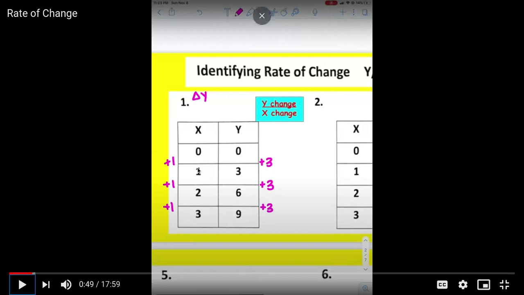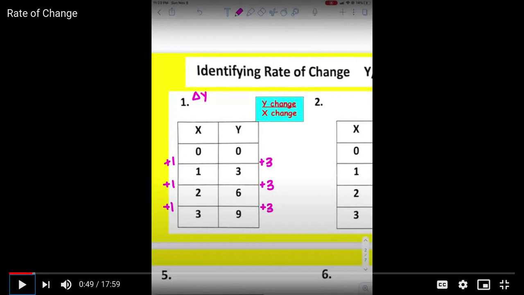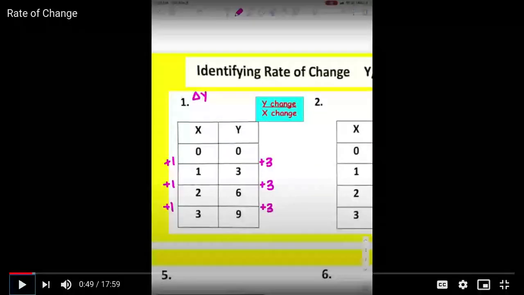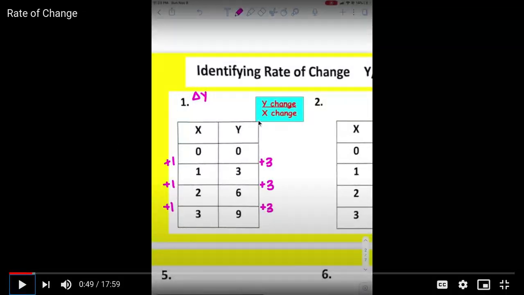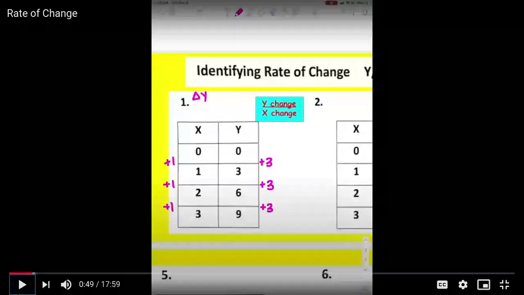And this triangle right here, that is the Greek letter delta, and all that means is change. Okay, so if you ever see me do a triangle with a y, that is the change in y. And it's so you don't have to write the word change. You can just use this triangle, okay?